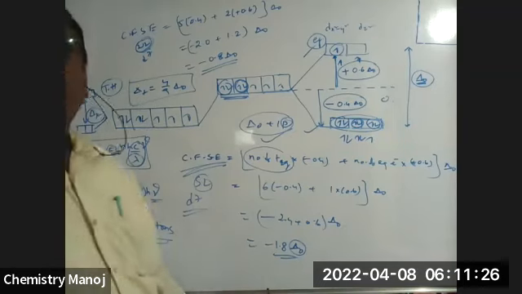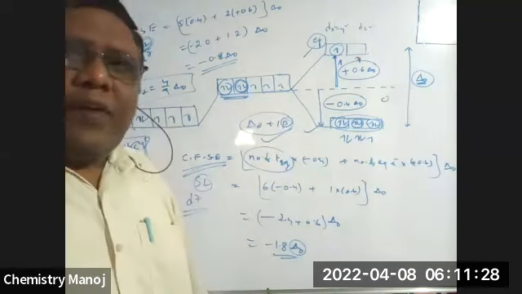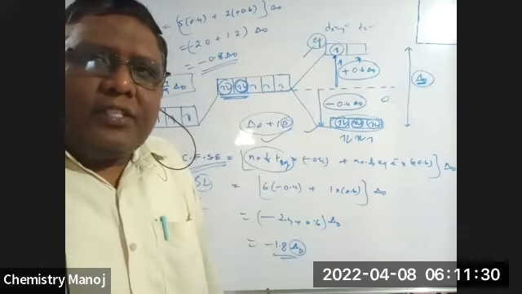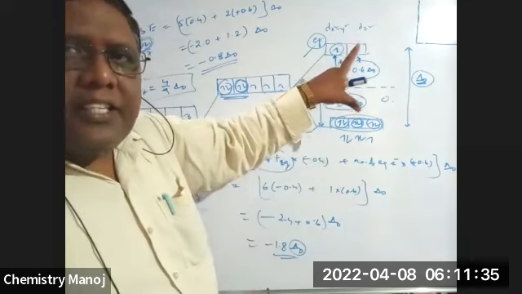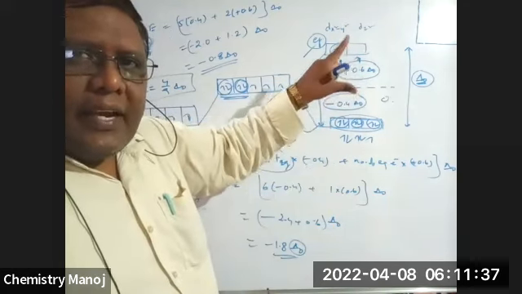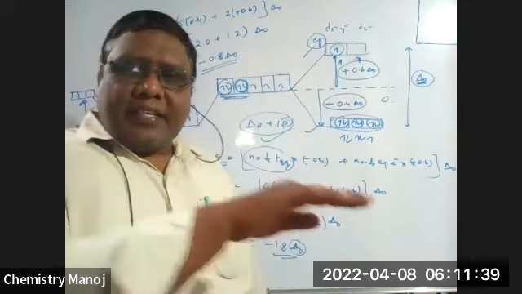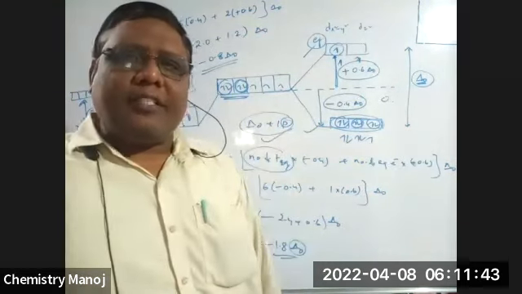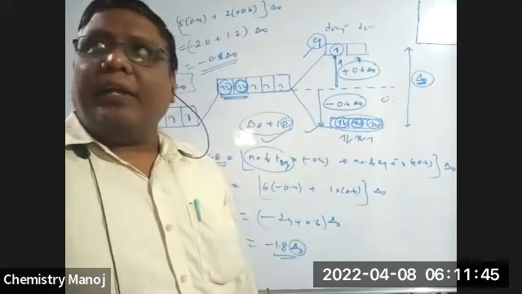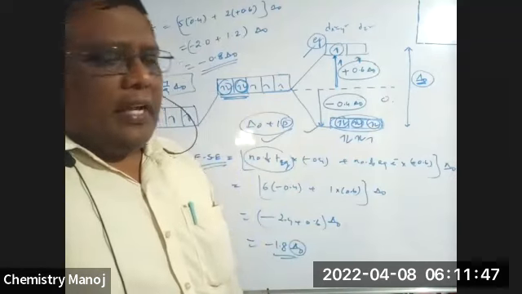So why are some ligands weak and some strong? If the splitting is more, the ligand is strong. If the splitting is less, the ligand is weak. That is why the series is obtained, the spectrochemical series. This is all about CFT.